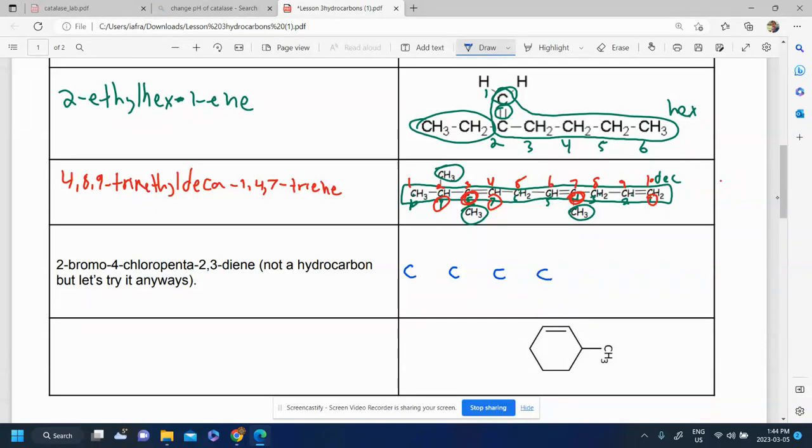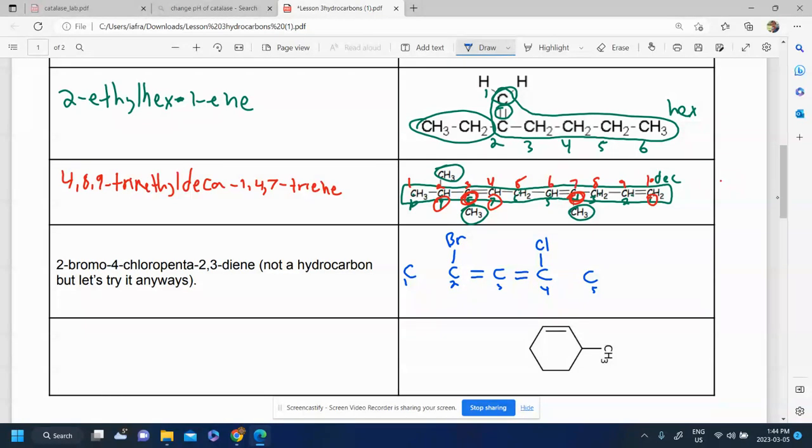1, 2, 3, 4, 5. And in that 5-carbon chain, we have a double bond at carbon number 2 and 3. So this is carbon number 1, 2, 3. So here and here. And also, our bromine is at carbon number 2, Br. And our chlorine is at carbon number 4. So 4 and 5. It's like this.